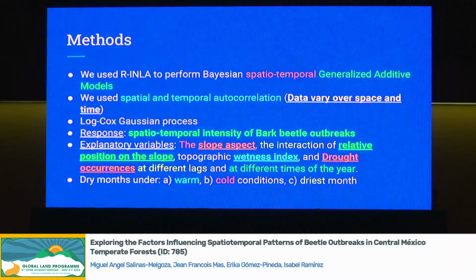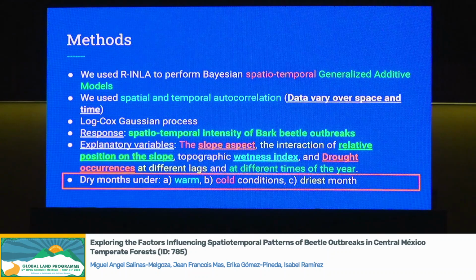We use Bayesian spatial temporal modeling. We use data over a period of 30 years, and we mainly try to understand how the spatial temporal patterns of intensity of bark beetles have changed in this area. We mainly use slope, aspect, relative position on the slope, and topographic wetness index, and drought occurrence at different lags at different times of the year.